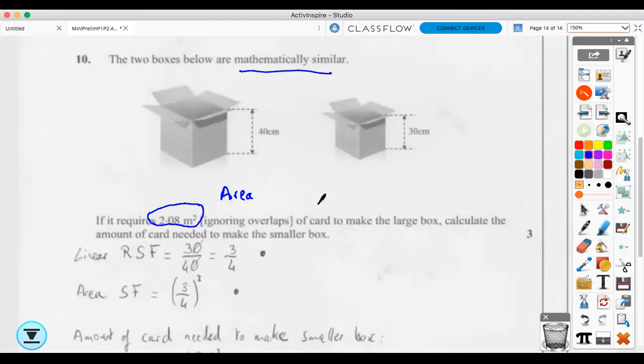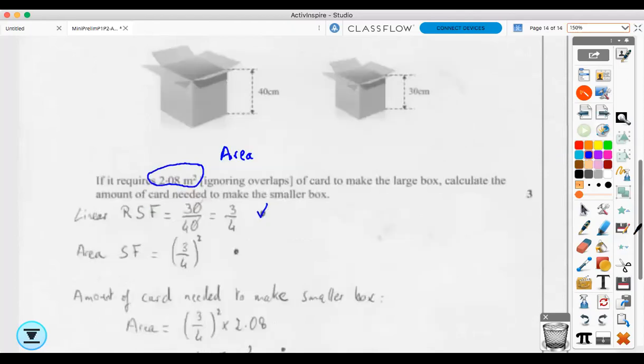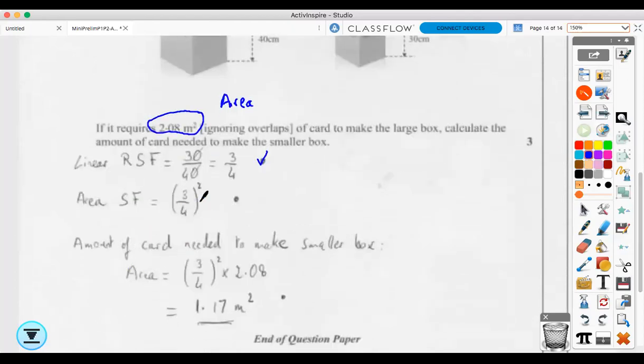So first of all, we find the reducing scaling factor, which is 30 divided by 40, which is 3/4. So that would give you a first mark. Then, because we're looking for area, you need to square the linear scaling factor. So 3/4 squared. And now your area is just that area scaling factor times the bigger of the two, 2.08, and make sure that you get a smaller value than 2.08, which is 1.17.